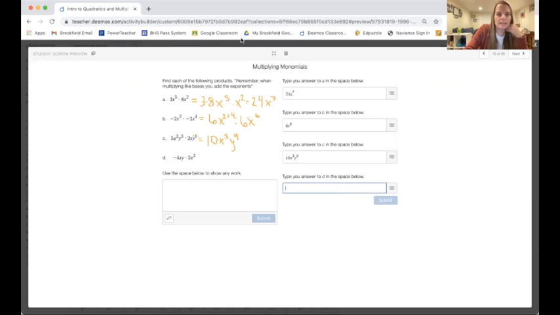And last but not least, D, we're going to do -4 times 3 is -12. Again, this is x to the 1st and y to the 1st. So it's going to be x to the 3rd and then just a y because there are no other y's. And that's multiplying monomials.